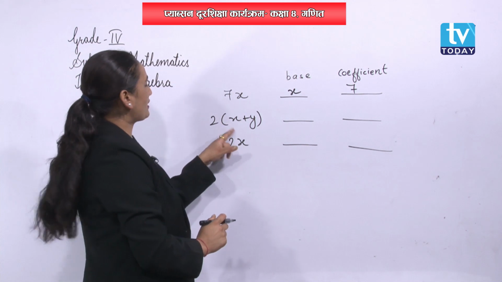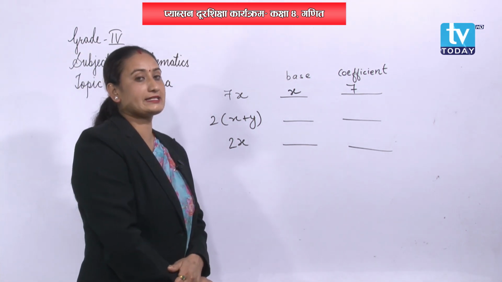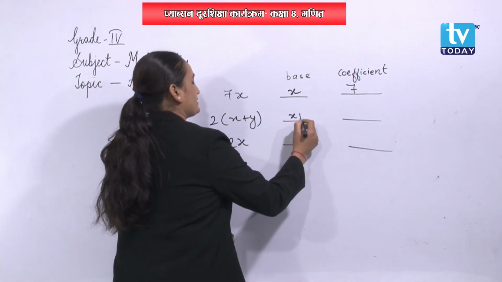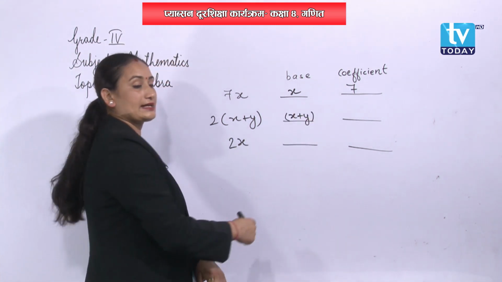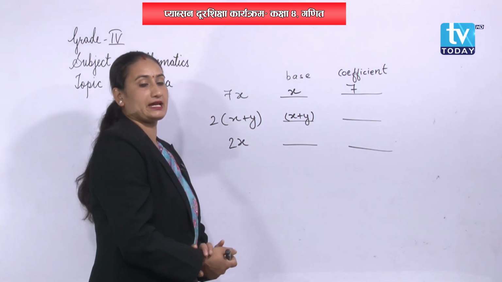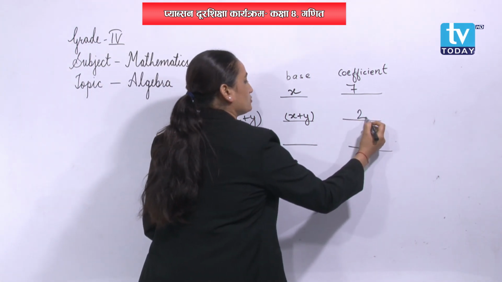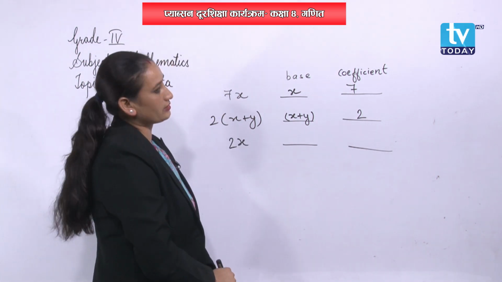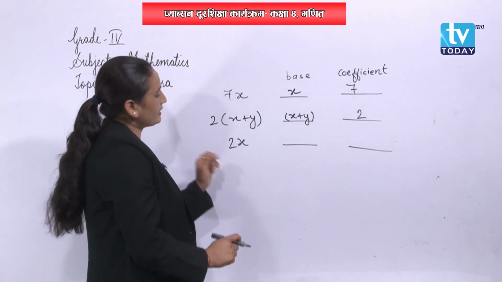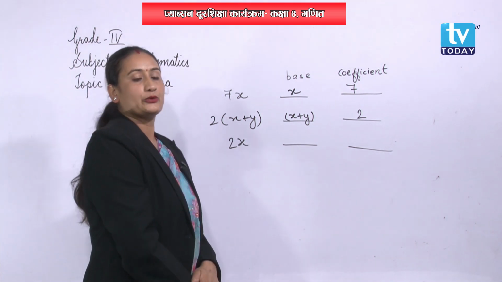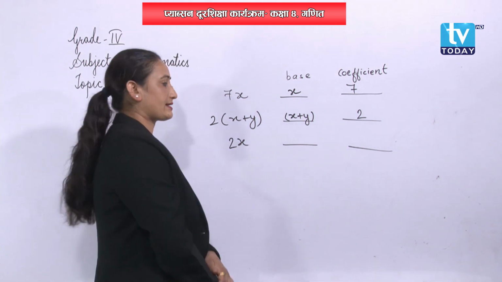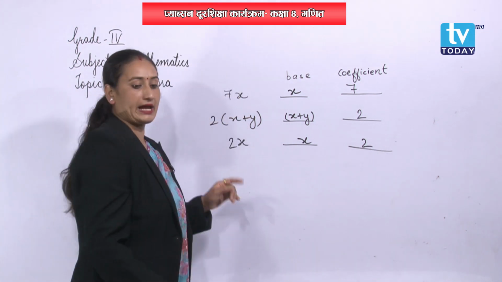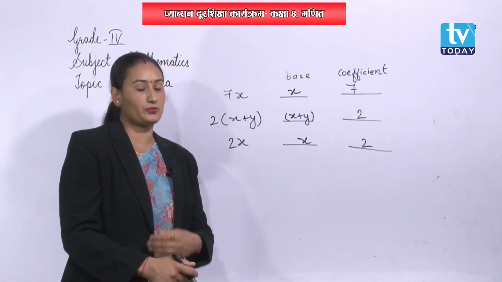Okay. And what about here? Which one is the base? x plus y is the base. You can write x plus y as a base and 2 is represented at first. So, write here 2 as a coefficient. It's represented by a number, right? So, 2 is the coefficient. So, here 2x. Which one is the base? x is the base and coefficient is 2. Can we write it this way in your notebook?